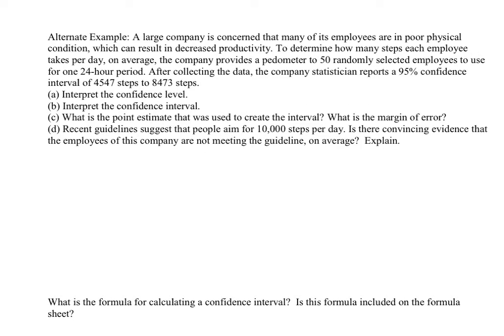This company is worried that its employees are in poor condition, so they decide to count how many steps they're taking a day. So they take 50 randomly selected employees, and they report with 95% confidence that they take somewhere between 4,547 steps and 8,473 steps. That's your confidence interval, and our confidence level is 95%.